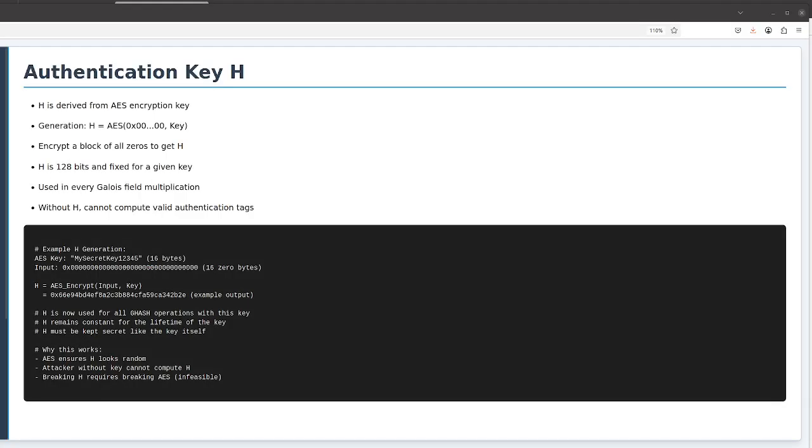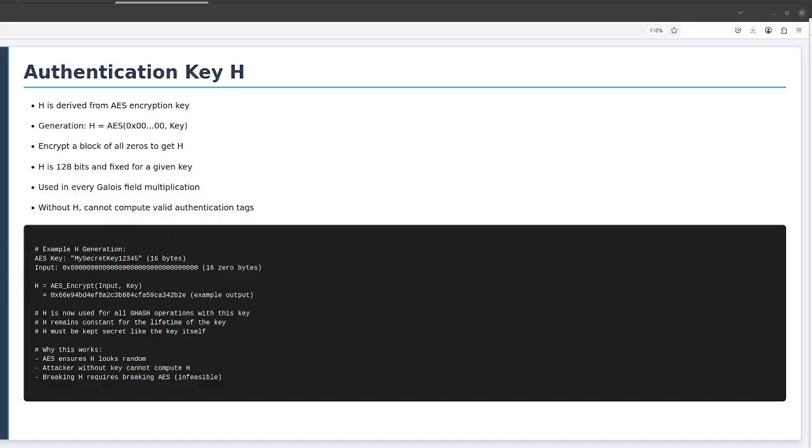The authentication key H. Let's start with the authentication key H, because everything in GHASH revolves around this value. The authentication key H is derived from your AES encryption key using a very simple process. You encrypt a block of all zeros using AES with your key. The resulting 128-bit ciphertext is your H value.